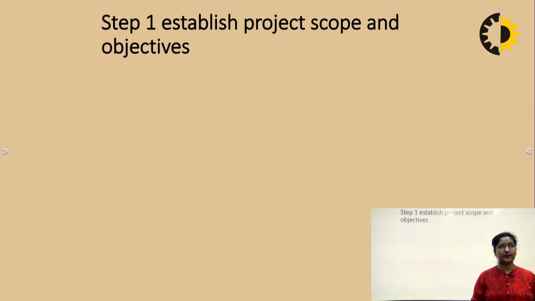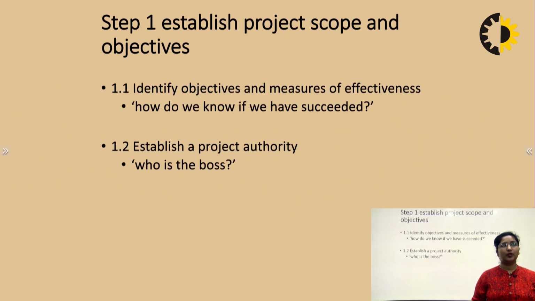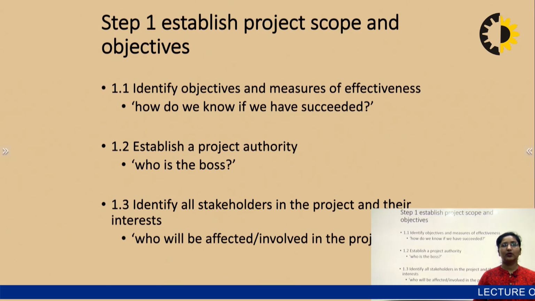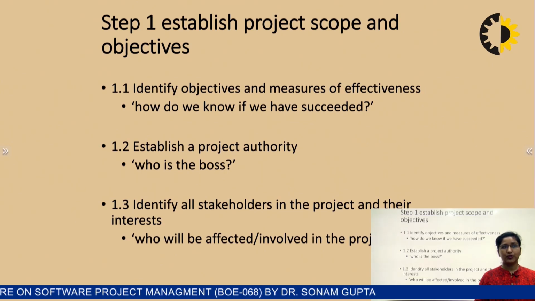Visual Basic suggested it as a vehicle for the implementation, and usability, no doubt, it is important to carry out the decisions. Now, if we talk about step 1, which is establish of the project scope and the objectives. So, it will identify the objectives and measures of the effectiveness. Now, how do we know if we have succeeded in it? Establish a project authority, that is, identify who will be the boss of the project. Identify all stakeholders in the project that are of the interest, like who will be affected and who are those who will be involved in those projects.